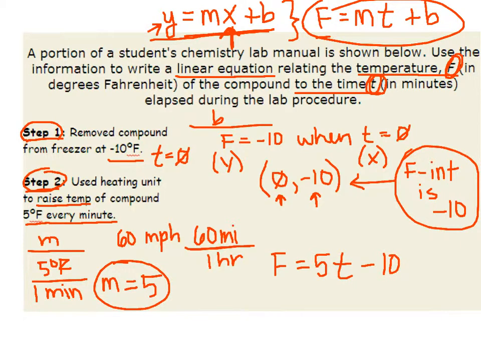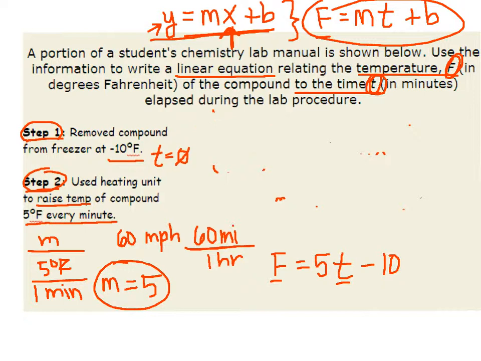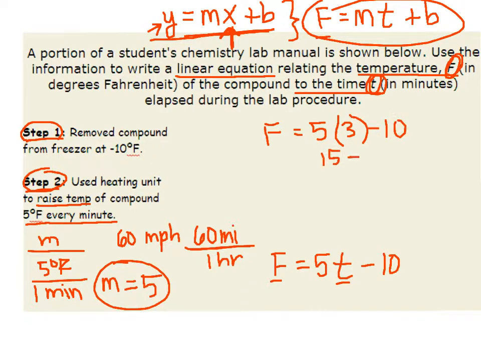It's in that slope-intercept form, except we have f's instead of y's, t's instead of x's. And this will help us if, let's say, they want to know what the temperature of the compound is after 3 minutes. Well, we plug in 3 for t, so we know that the temperature is going to equal 5 times 3 for t minus 10, which gives us 15 minus 10. So we know that the temperature of our compound will be 5 degrees Fahrenheit after 3 minutes.